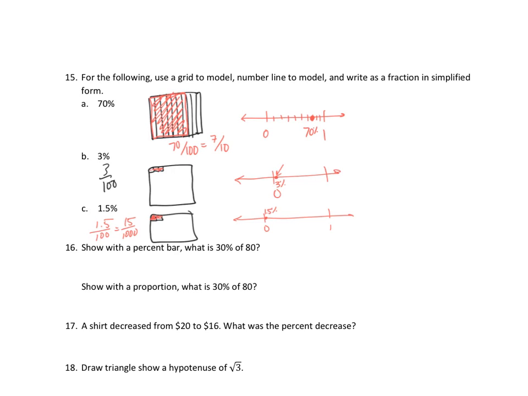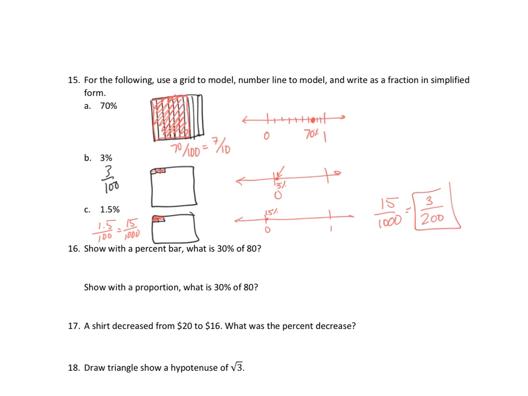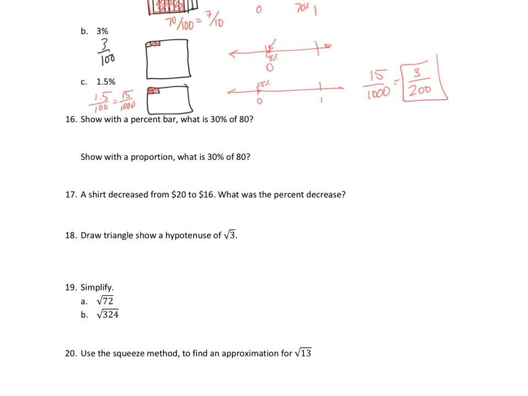Now, as a fraction, I didn't simplify it, but 15 over 1,000, if we reduce it by, let's say, 5, so 1,000 divided by 5 will get us 200, and we get a 3, so that's 3 over 200 reduced. For 16, it wants us to show with the percent bar 30% of 80.